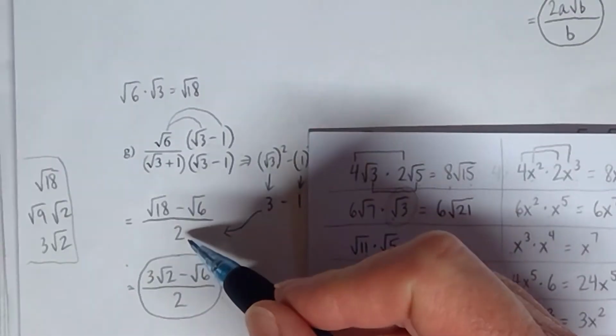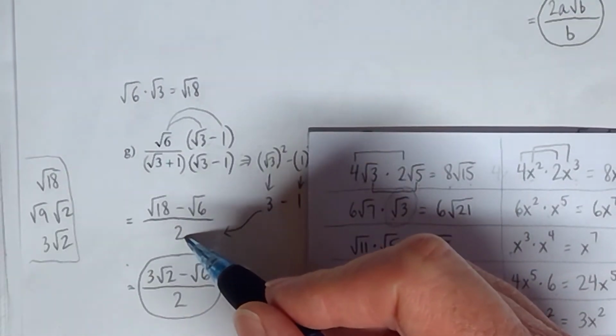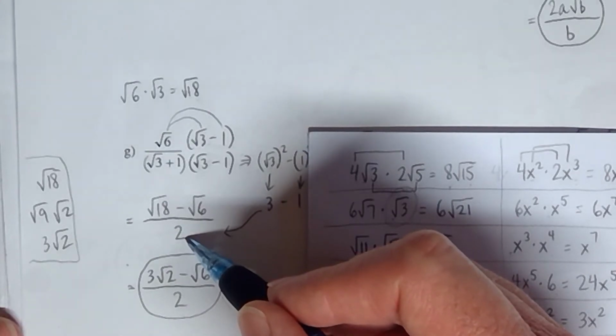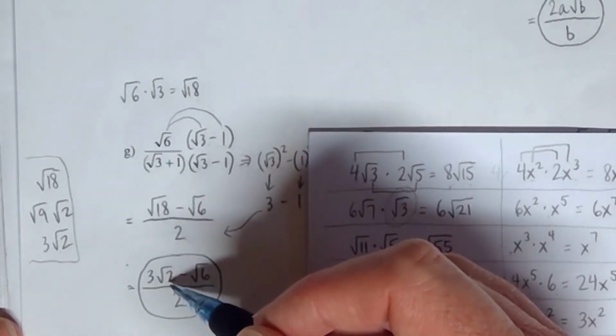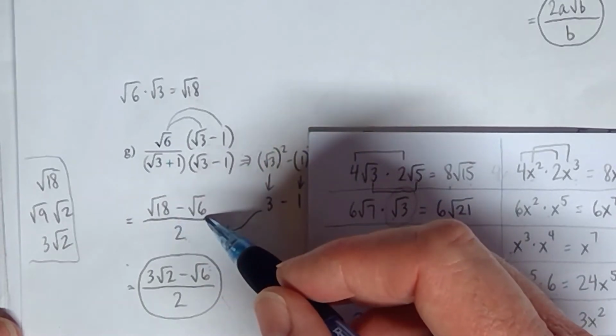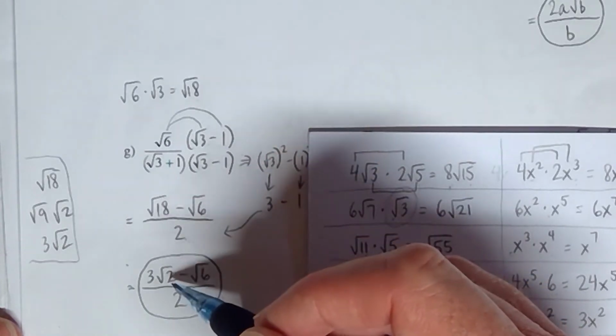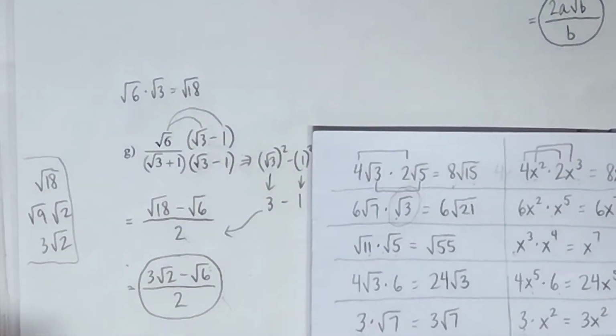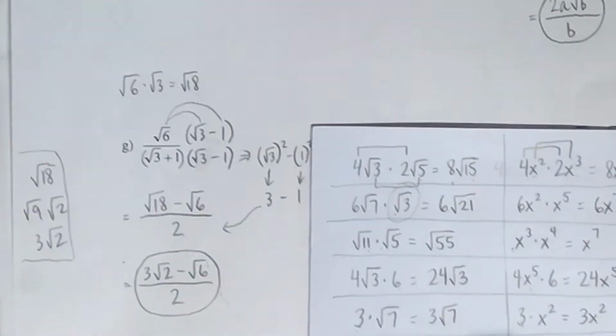So I made the denominator so that it doesn't have a radical in it. It's just a single monomial term like normal. And then I simplified any radicals I had left. The 6 was already simplified. The 18 I took care of right here. And we're done. Let's try that again now.